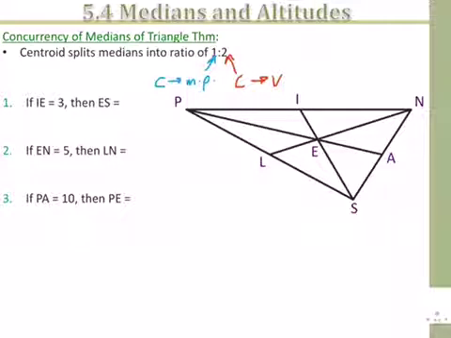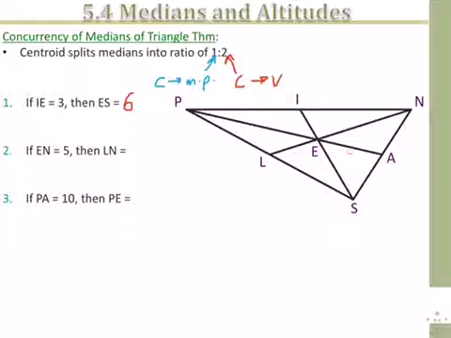So, number one, if IE equals 3, then ES is what? Well, this one is cake, or it should be cake, because we could just look at the ratio of 1 to 2 and say, well, I guess that means that ES is twice as big, making it 6. So if EI is 3, then ES must be 6 because of our ratio rule.